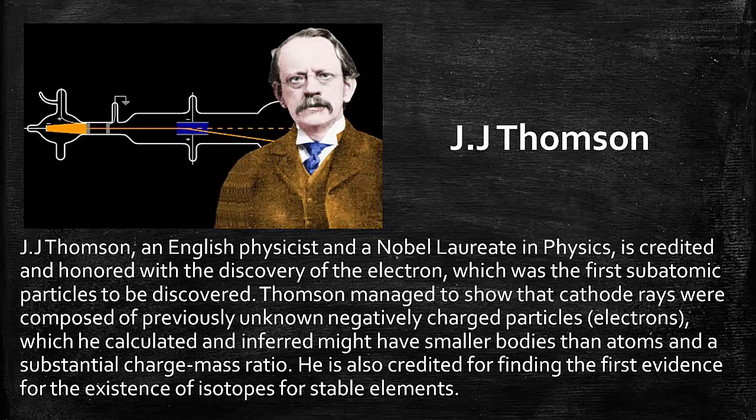So, the scientist J.J. Thomson was famous for two discoveries. The first one is the discovery of a negative particle, that was the electron, and the second discovery was the existence of isotopes for the stable elements.